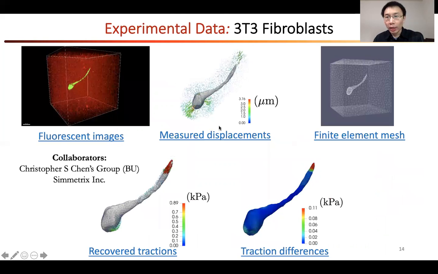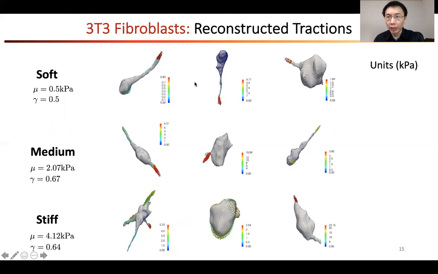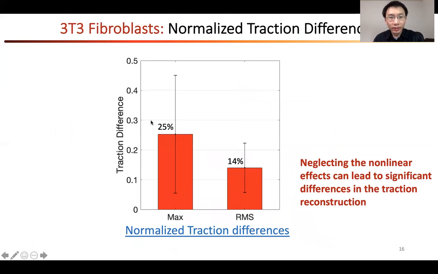And next, we apply our method to real experimental data. So the experiment was performed in Christian's lab, and this work was performed together with Symmetrics company. And we recover tractions for a total of 9 cells, and for each cell, we recover tractions using both a linear and nonlinear approach. And we want to see how different they are, okay? So here are the results. We can see that the tractions reconstructed by linear and nonlinear approaches are very different. So this reinforces our argument that neglecting the nonlinear effects can lead to significant differences in the traction reconstruction.